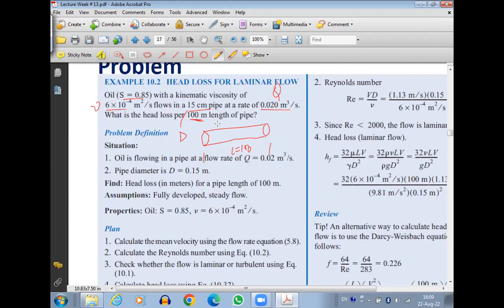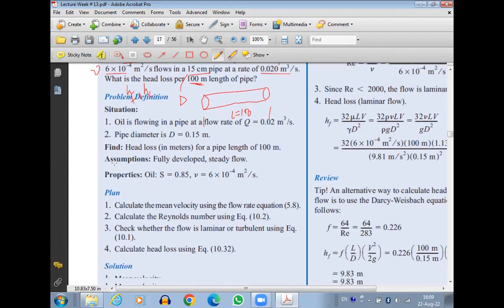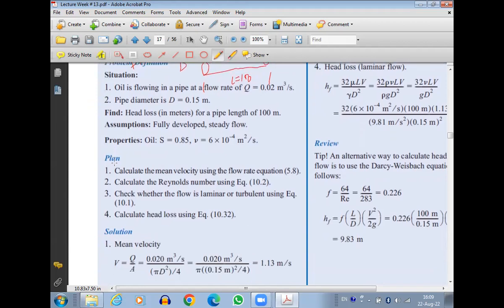We need to find out how much is the head loss within the pipe, which is basically HL, or it is written as HF. Why is it written as HL and HF? HL is the head loss, HF is the friction loss, because head loss is basically because of the friction effect, which is because of the viscous effect. So it's written both ways.